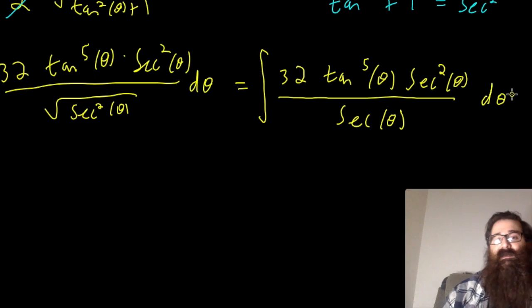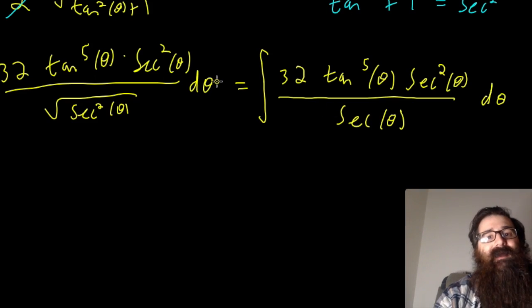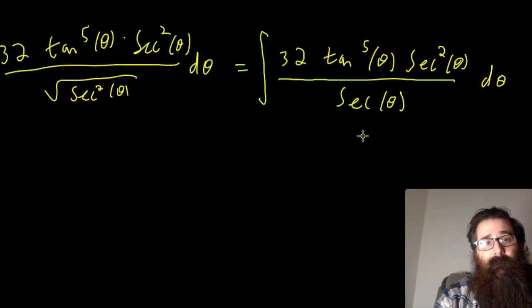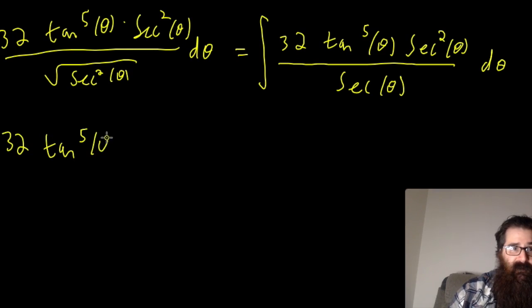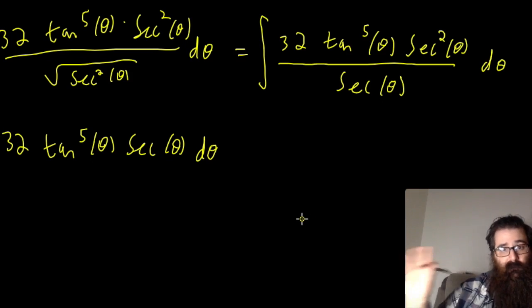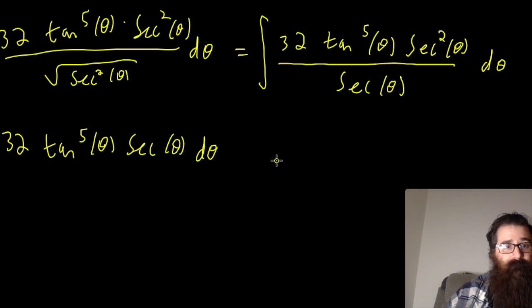But we'll say it's secant theta for right now, and I can cancel the secant squared on top with the secant on bottom and reduce this a bit. So what do we have? We have the antiderivative of 32 times tangent to the fifth of theta times secant of theta d theta, and nothing in the denominator anymore. We're done with the fraction in this one.